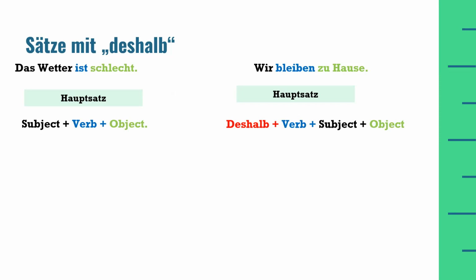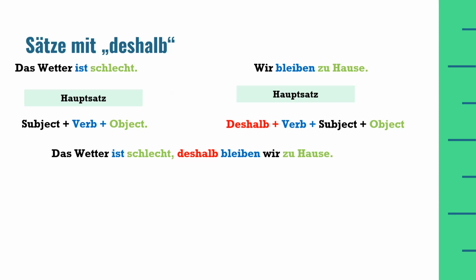Now let's connect both sentences with the help of deshalb. Das Wetter ist schlecht. The weather is bad. Deshalb bleiben wir zu Hause. Therefore, we stay at home. Now, if you look at the sentence structure, das Wetter is coming at first position. Ist is the sein verb's conjugation for third person singular. So it becomes ist, and then we are using an adjective schlecht, which means bad. After that, we can put a comma or we can also use a full stop.